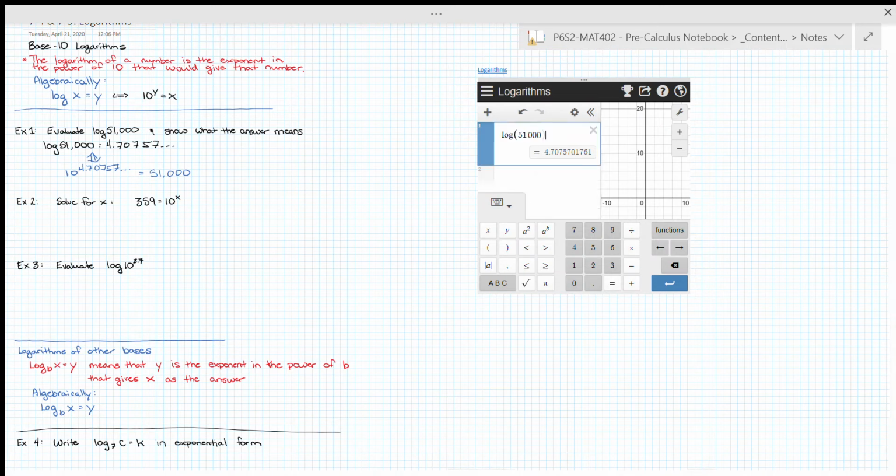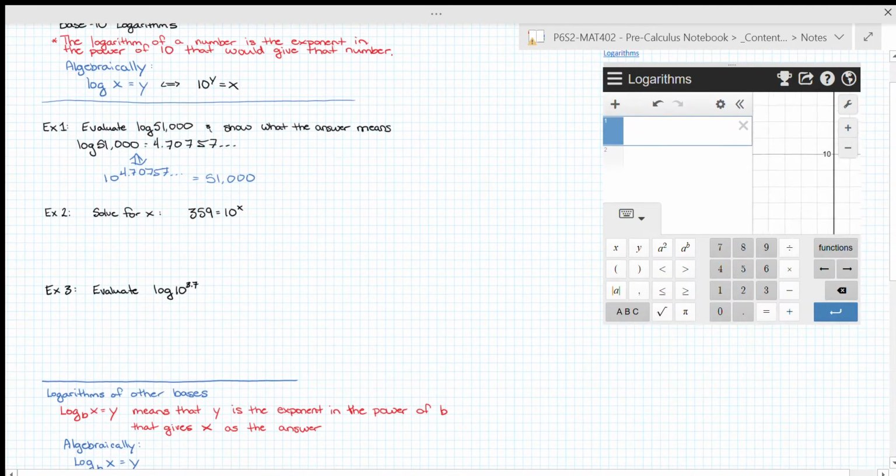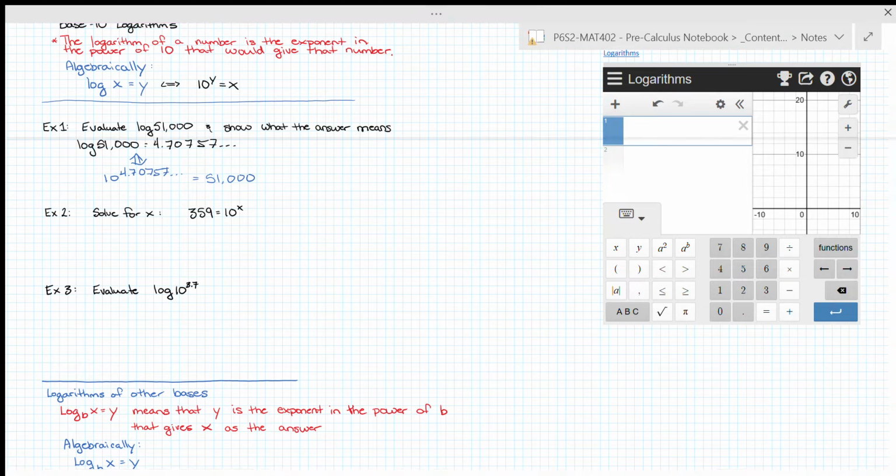Okay, let's look at another example. To solve for x, I have 359 equals 10 to the power of x. In this case, I'm looking for that exponent. So I'd want to go back to the definition of what a logarithm is. A logarithm would be used to find this exponent here. I can use logs to rewrite this. If this is true, that's synonymous with saying that the log of 359 is x.